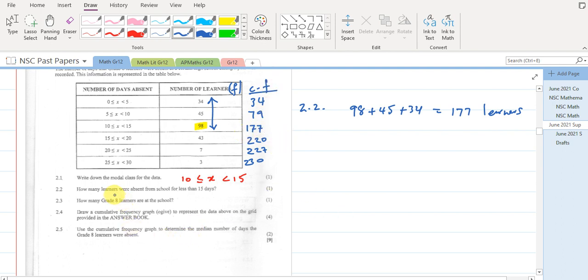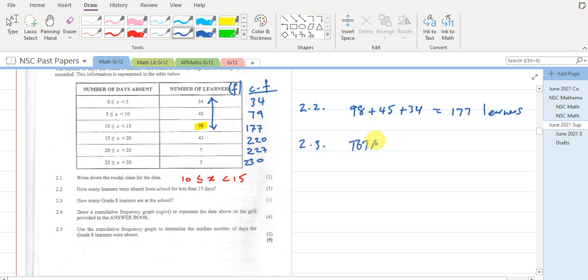How many grade 8 learners are at school? I just showed you, total everything over here. So 2.3, total frequencies: you will get 230, or you can work out the last value on the cumulative frequency.